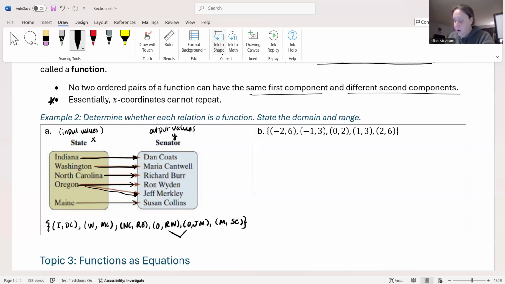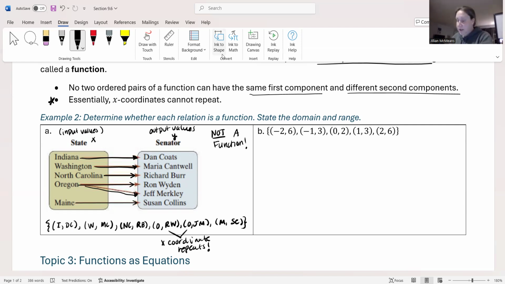This right here, the x coordinate repeats. So this is not a function. It's not a function because Oregon, that one input value, has two output values. We have one x coordinate that corresponds to two y coordinates. That can't happen. It's a lovely relation, and there's nothing wrong with it as far as a relation is concerned, but it's just not a function.